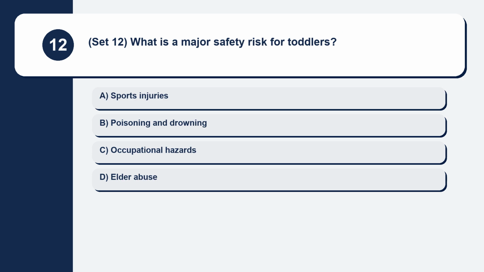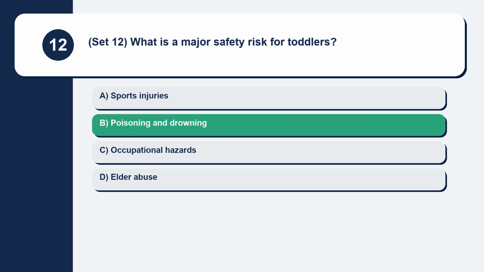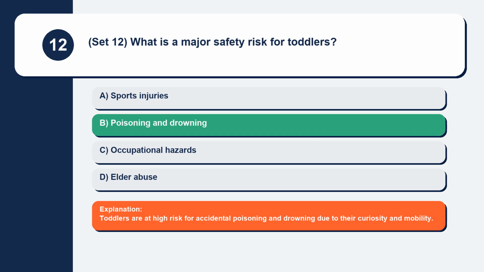Question 12. Set 12. What is a major safety risk for toddlers? Sports injuries, poisoning and drowning, occupational hazards, elder abuse. Toddlers are at high risk for accidental poisoning and drowning due to their curiosity and mobility.